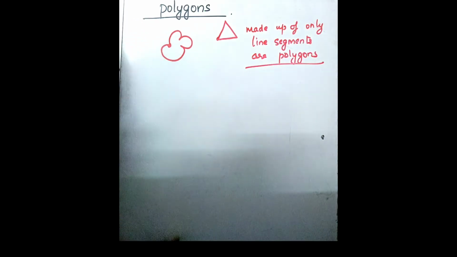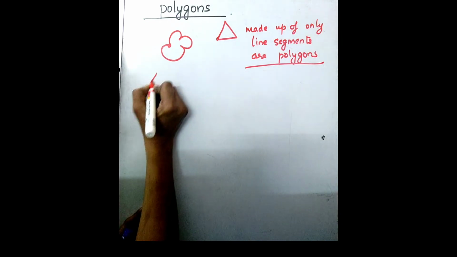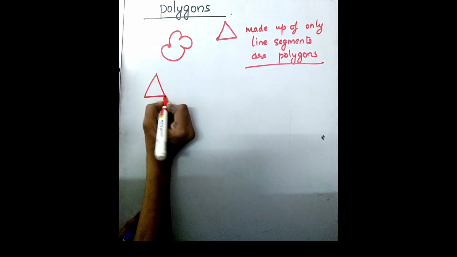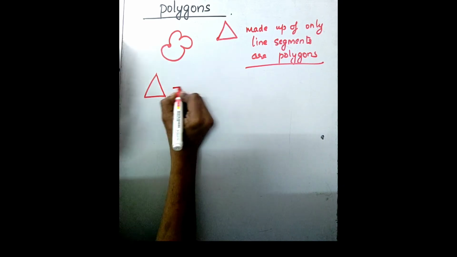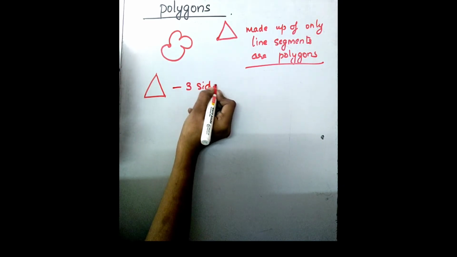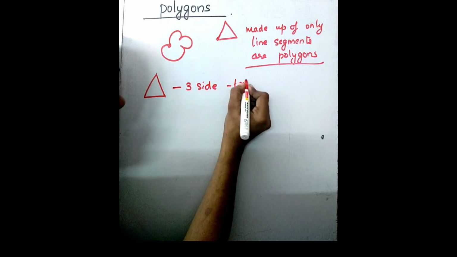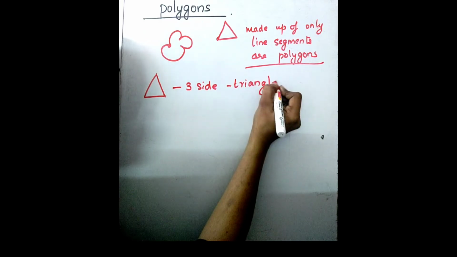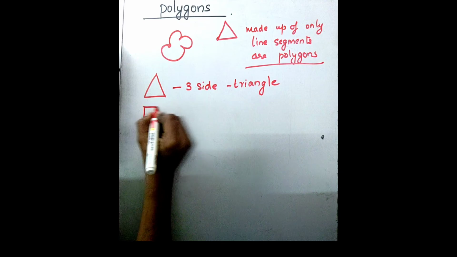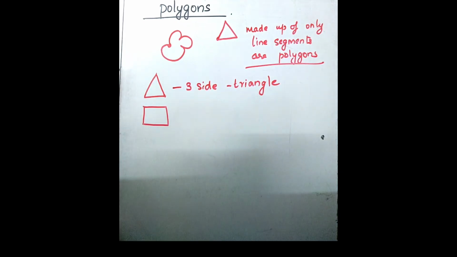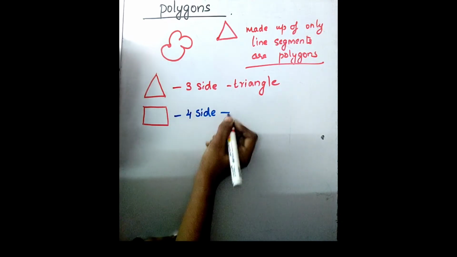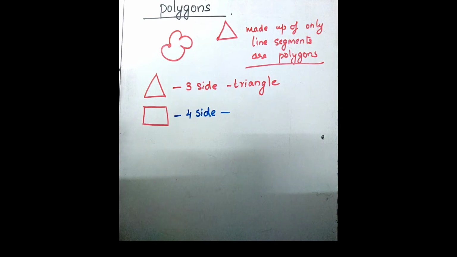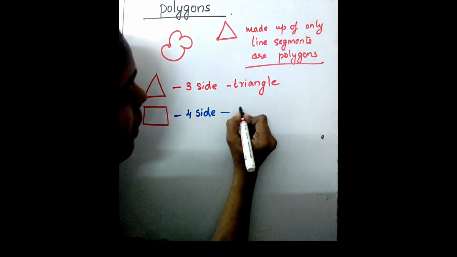There are different types of polygons. A three-sided polygon. This is a polygon with three line segments, three sides. So a three-sided polygon is called a triangle. Next, this is a four-sided polygon. This is four-sided. This is called a quadrilateral.